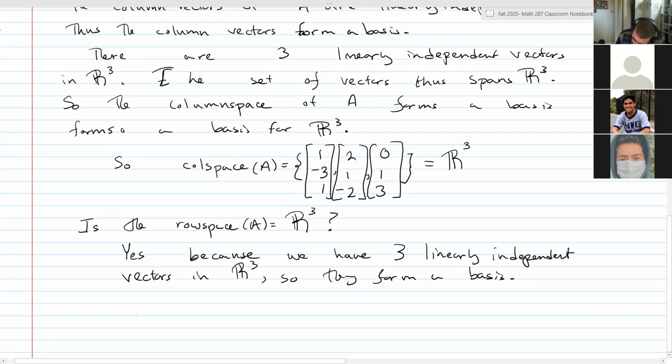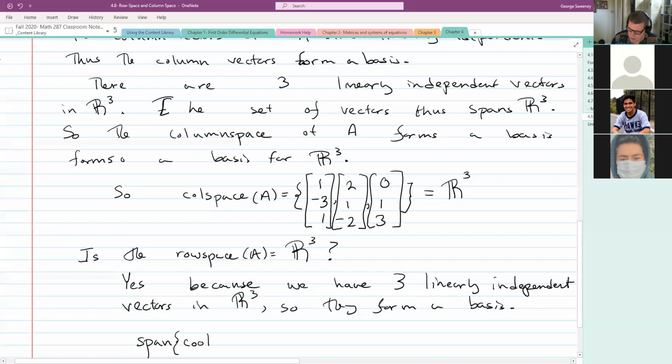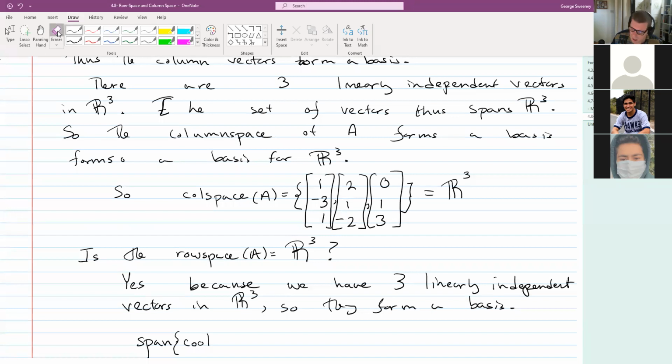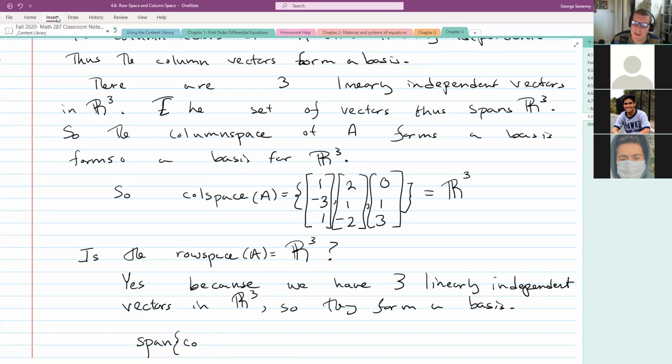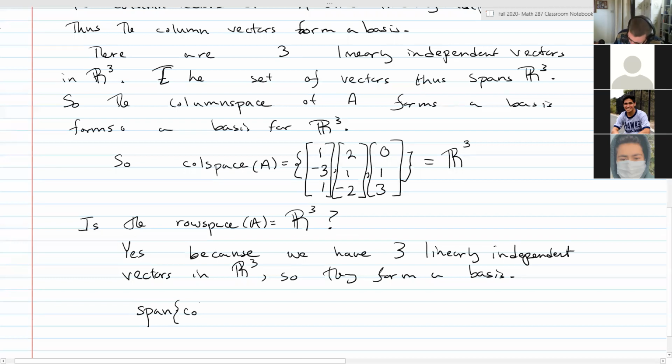On the other hand, if we wanted to, we could write it like this, the span, but people don't write things like this. When I write things like that, what I really mean is, for example, the span of the column space of A is equal to R3. So all of the linear combinations of that basis, called the column space of A, is R3. But we just say column space of A equals R3. Done. That's it.